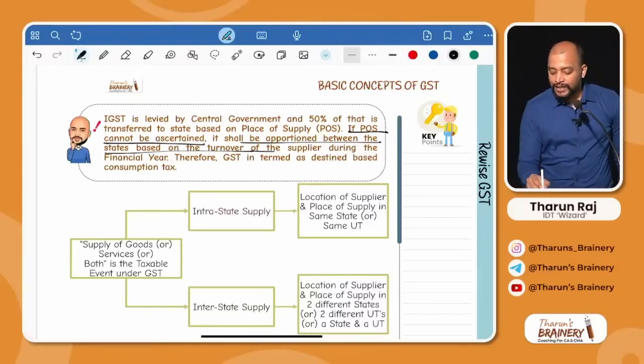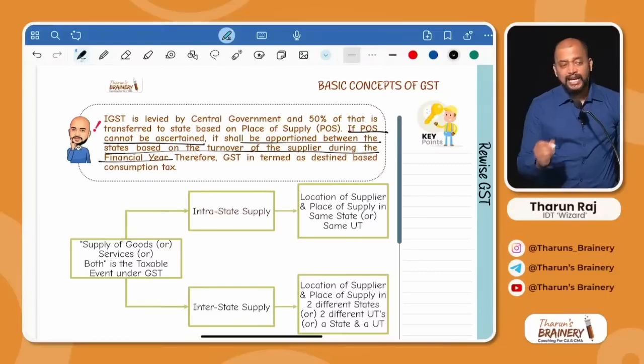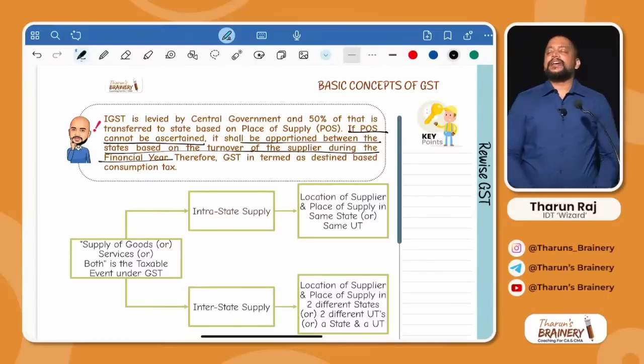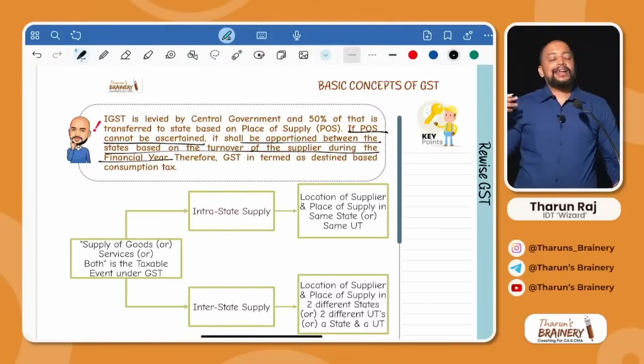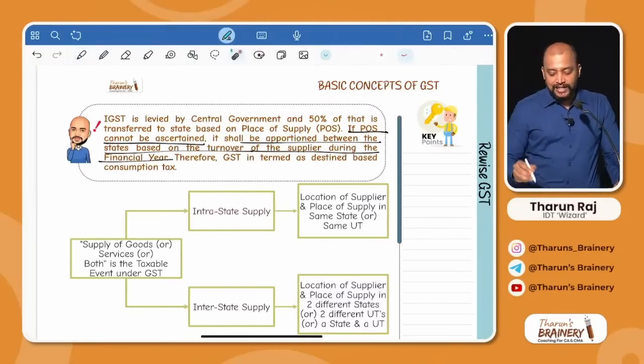Turnover of whom? Supplier during the financial year. So ultimately the IGST will not go fully to the central government. 50% will go to the central government and the remaining 50% will go to the state government. And that's the reason why I told you GST is called a destination based consumption tax. Is it clear?